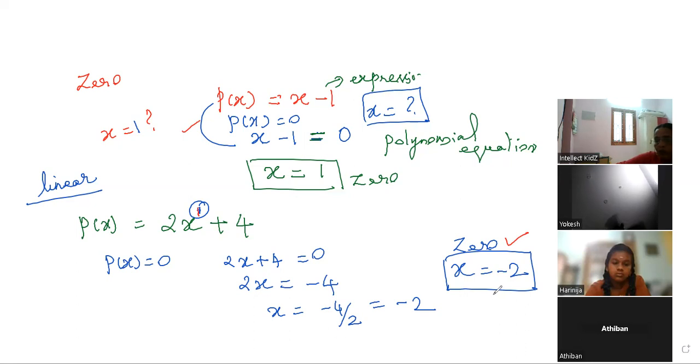Miss, only 1. Only 1 zero. ஓகேவா? லோகேஷ் நீங்க என்ன பண்றீங்க, படுத்துக்கிட்டே படிக்கிறீங்களா? இல்லையா miss? ஓகே.